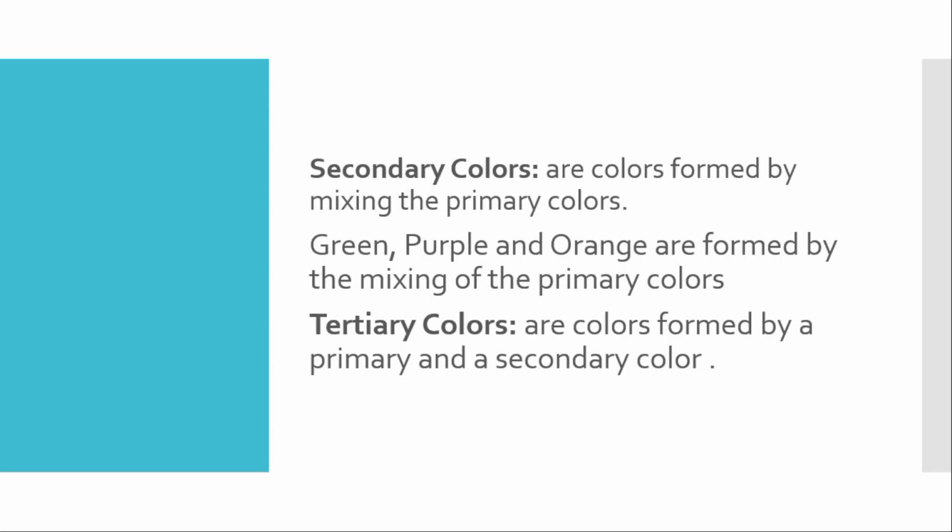Now we have secondary colors and then tertiary colors. The primary colors are three in nature, just as I mentioned in the previous slide. Secondary colors are formed by mixing the primary colors. Let's say colors like green, purple, and orange are formed by mixing the primary colors. Tertiary colors are formed from a primary and a secondary color, colors such as turquoise and coffee brown. So it's just step by step.